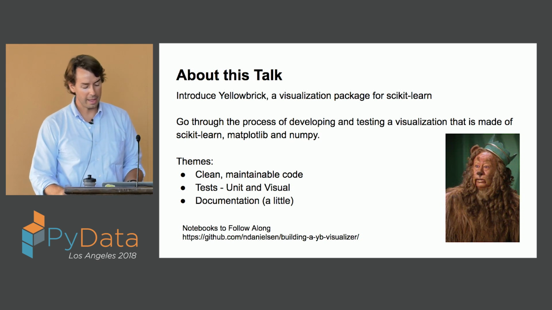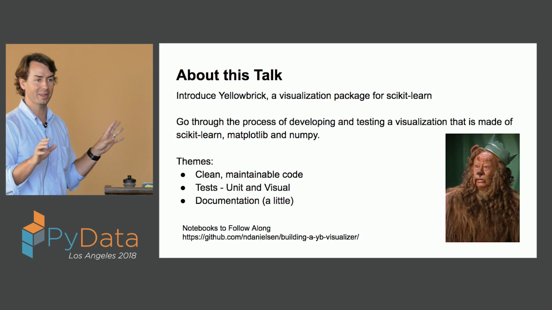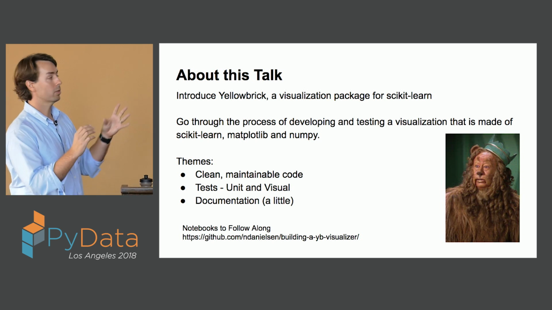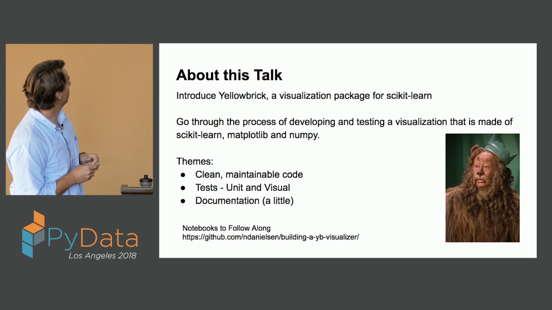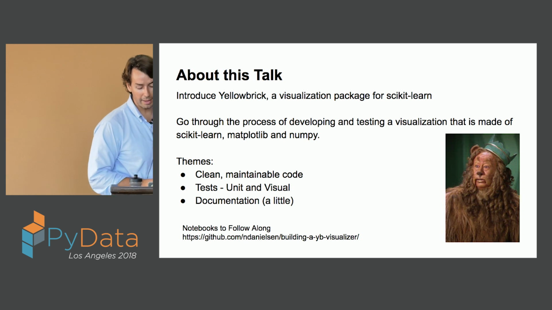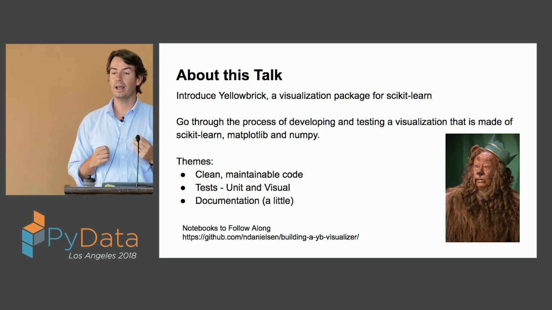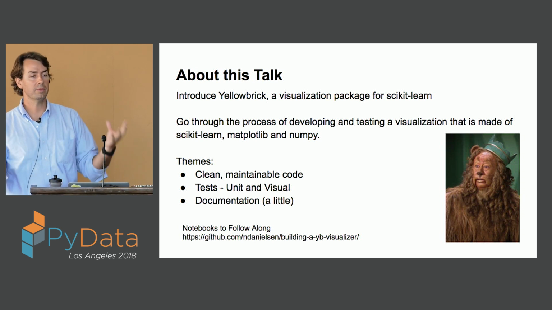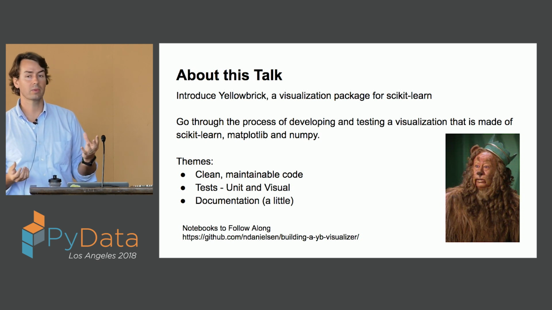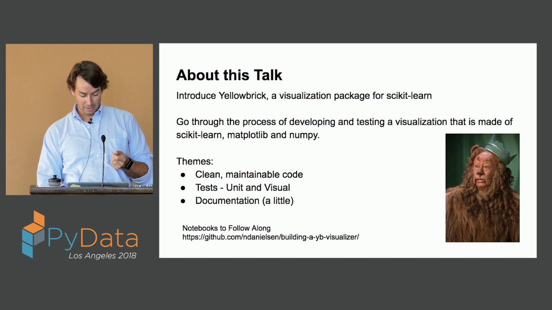So I have a couple notebooks with some code examples in there. I'm not going to do live coding. It's already been done. But we'll go through the process. And it's in my GitHub right there, building a YB visualizer. And lastly, Yellowbrick, Yellowbrick Road. In our documentation and as a project, we're named after the Yellowbrick Road and the Wizard of Oz. So I'm going to include lots of photos. You'll see in the talk.